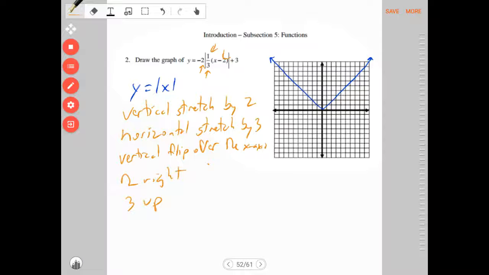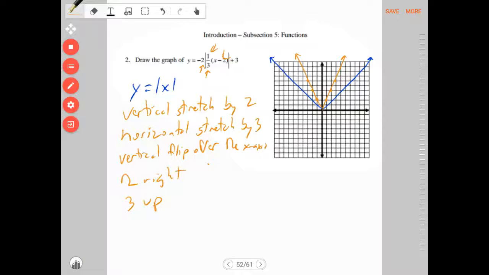Okay, so we're going to do the vertical stretch by 2. That means taking all the y coordinates and doubling them. So this guy's y coordinate is 1, so he goes up to 2. Okay, this guy's y coordinate is 2, so he goes up to 4. This guy's y coordinate is 3, so he goes up to 6. Basically, they all double, so now we've got just a steeper V.